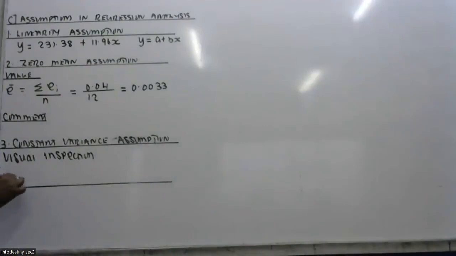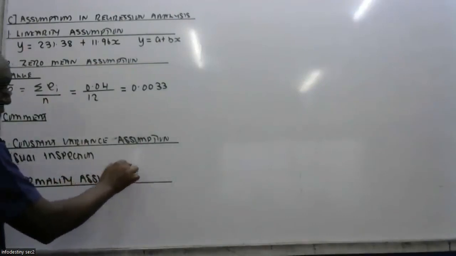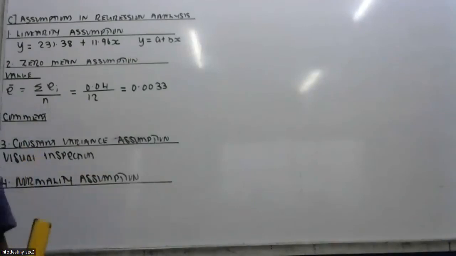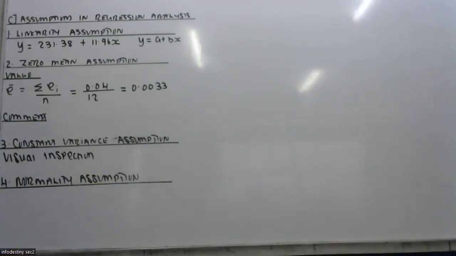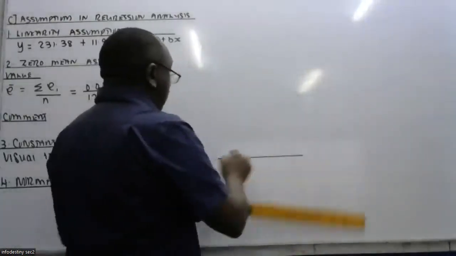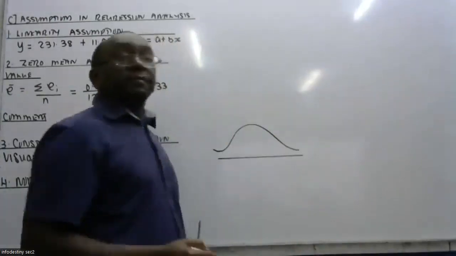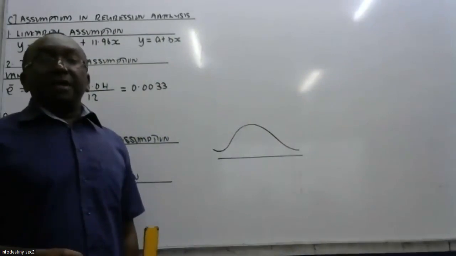Number 4 is called the normality assumption. Now this one simply says that the error terms follow a normal probability distribution. There are two ways of confirming this.